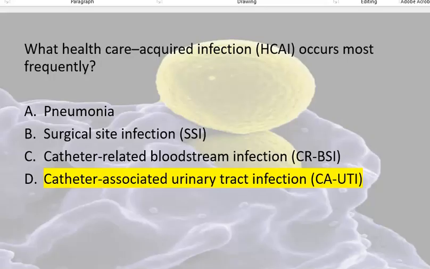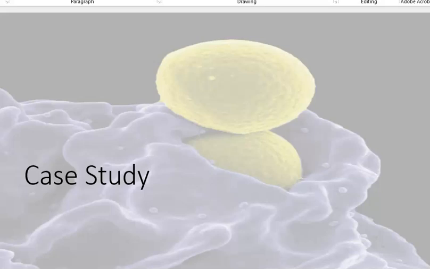In American hospitals alone, the Centers for Disease Control estimates that healthcare associated infections account for an estimated 1.7 million infections and 99,000 associated deaths each year. Of these infections, 32% of all healthcare associated infections, healthcare acquired, I'm sorry, were CAUTIs. Kind of scary stuff.